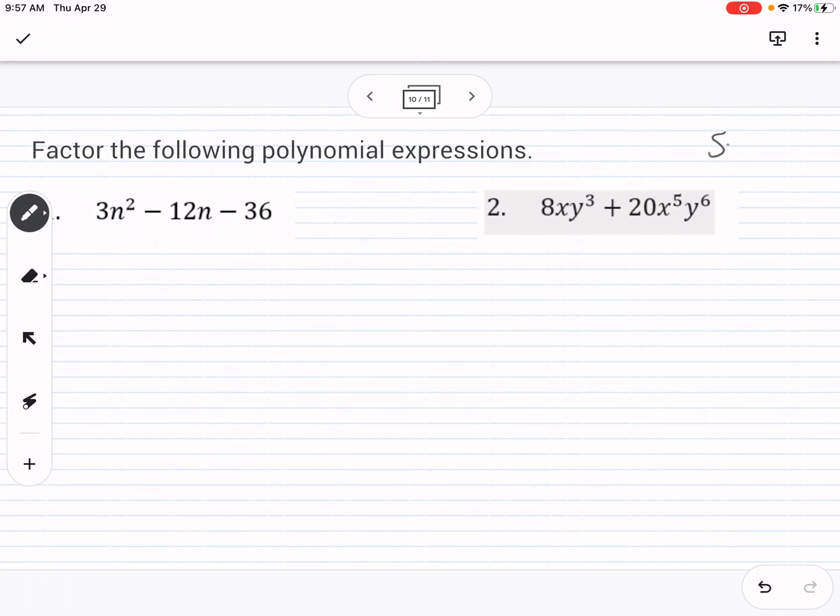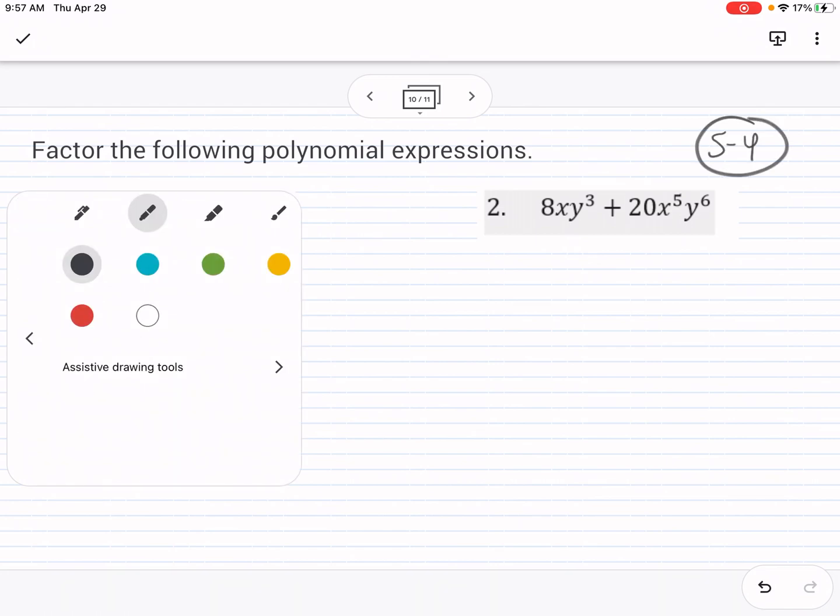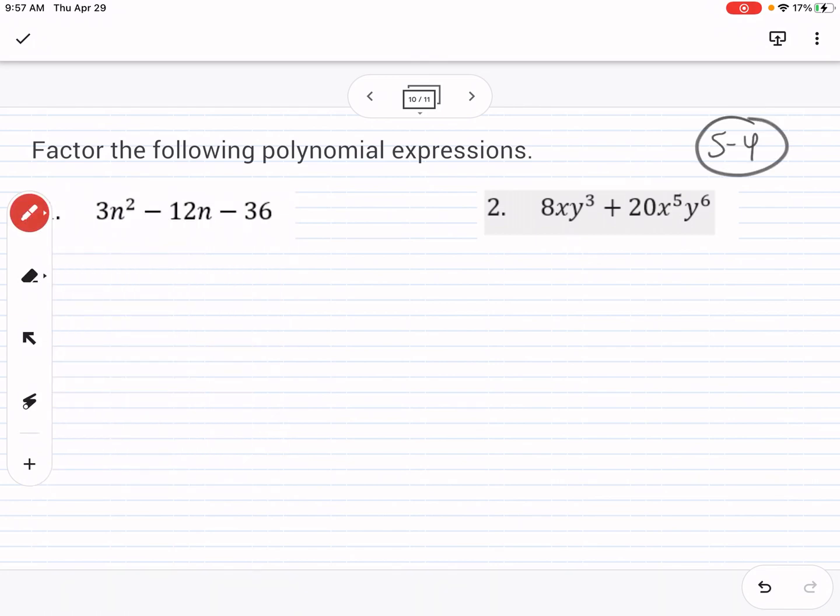In topic 5.4, we discussed factoring. Here we're going to factor these expressions. You always want to look for a GCF first, or a greatest common factor, something that all the terms can be divided by. In this first problem, I notice all of these can be divided by 3. So I'm going to factor out a 3. They don't have a letter in common, so I'm only factoring out the 3. This is going to become n squared minus 4n minus 12.